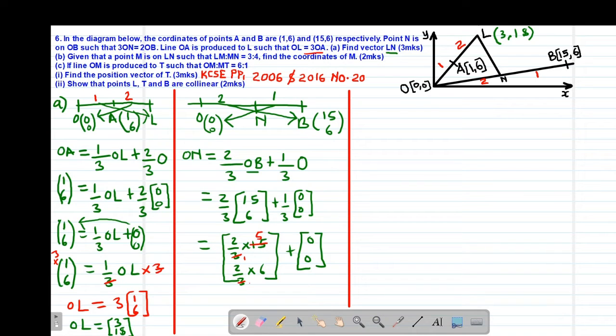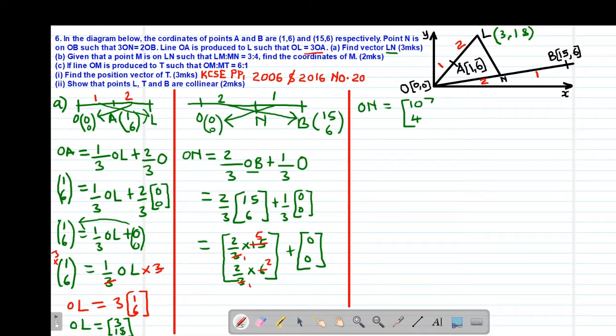Then of course 3 into 6, that is 2 times. So it means that ON will actually be equal to 2 by 5. I'm going to get 10. So 2 by 5, I'll get 10. Then 2 by 2, I'm going to get 4.